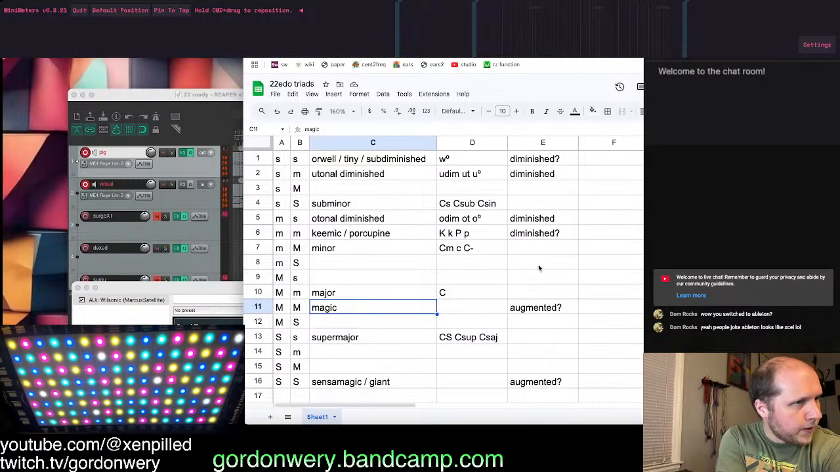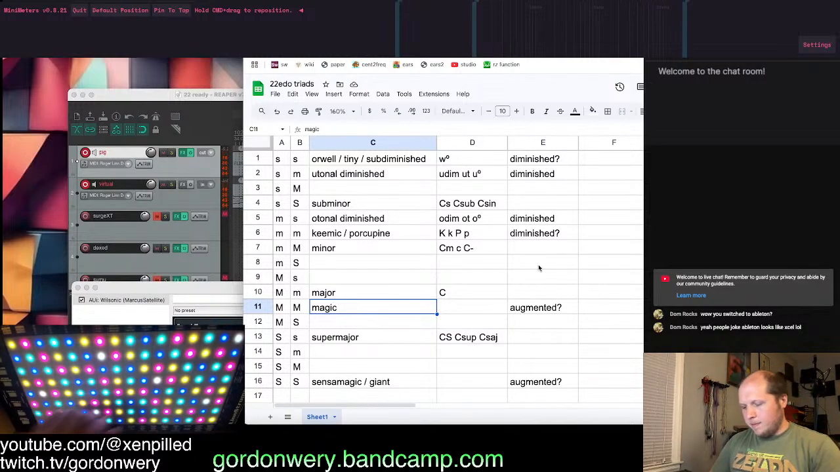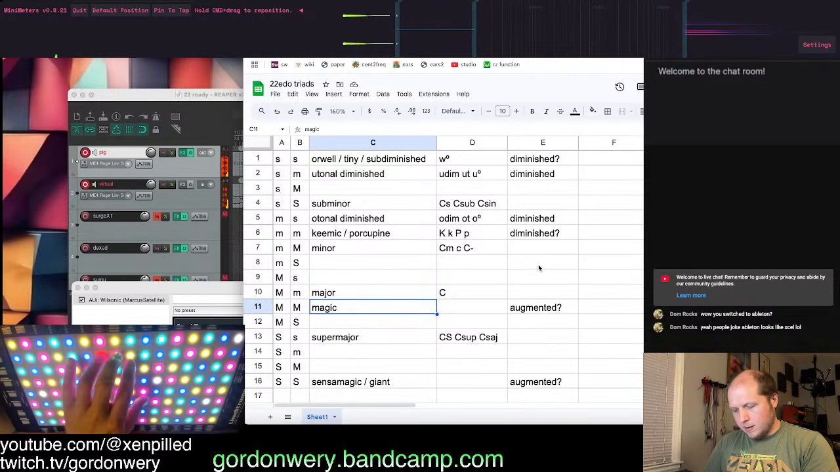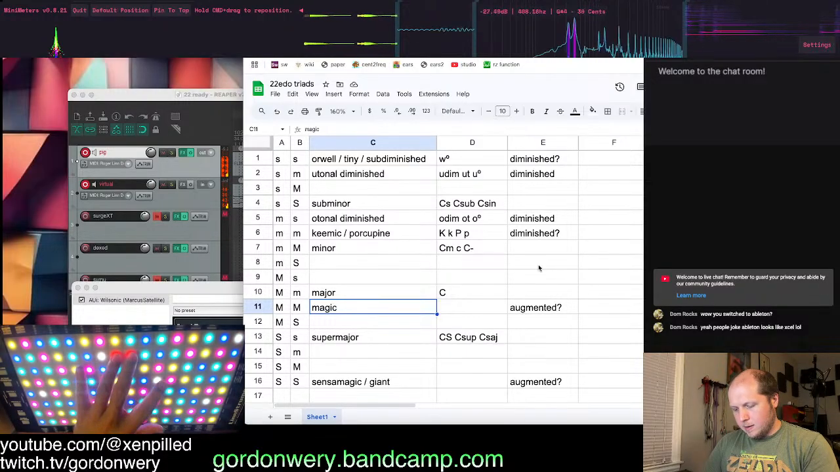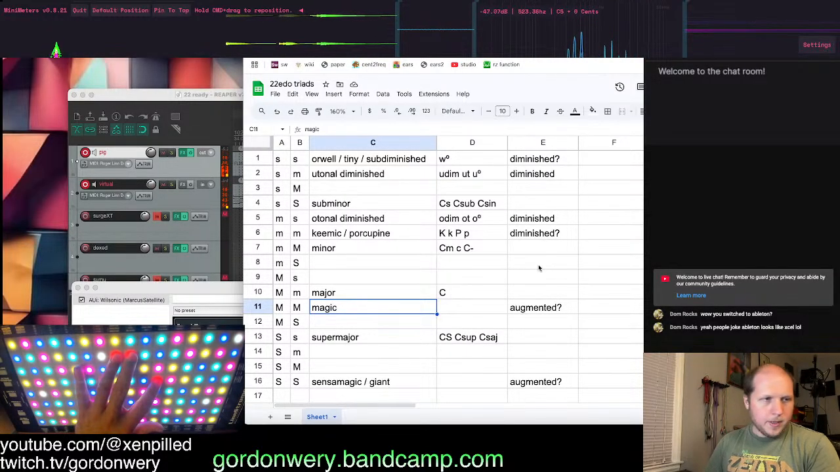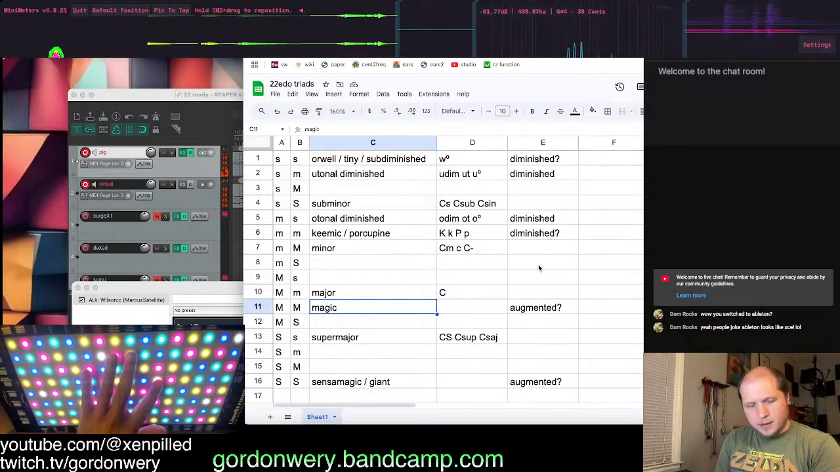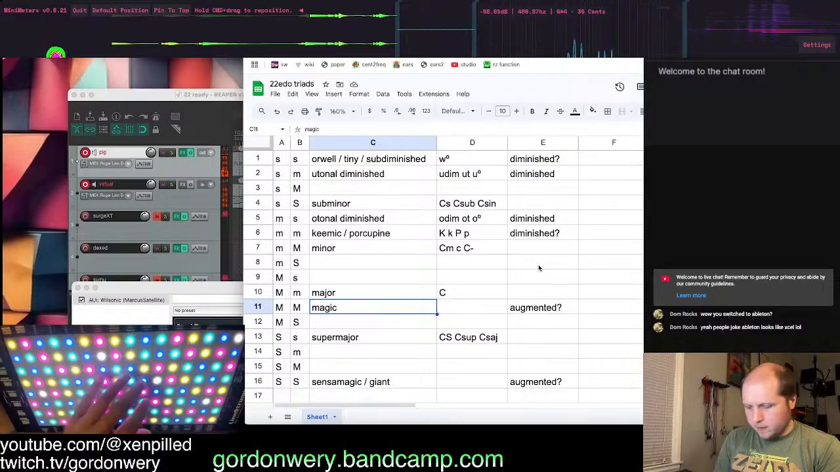But there is something very interesting, which is that the augmented chords in 22 are still not like the major and minor chords. So if we look at the magic triad, that's major third, major third. Now if we invert it, you get major third, super major third. So technically it's like a diminished fourth or something.